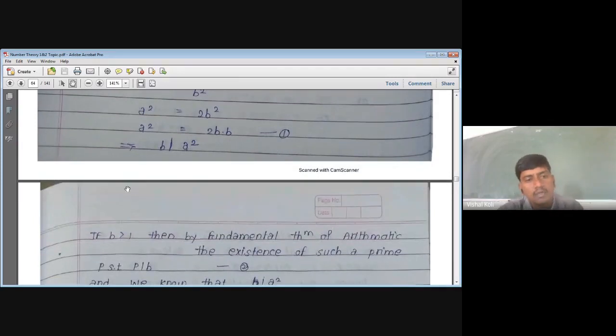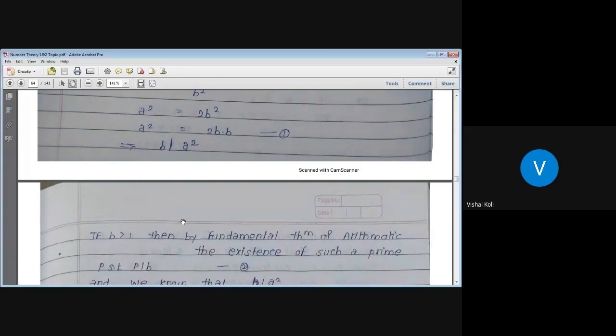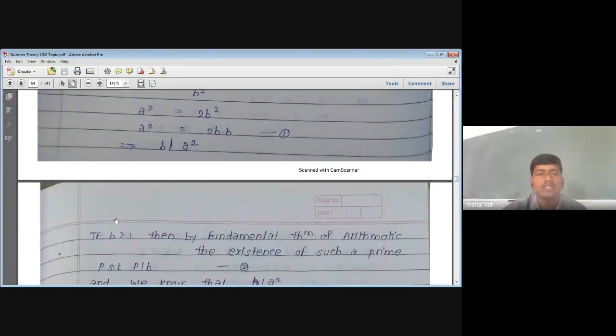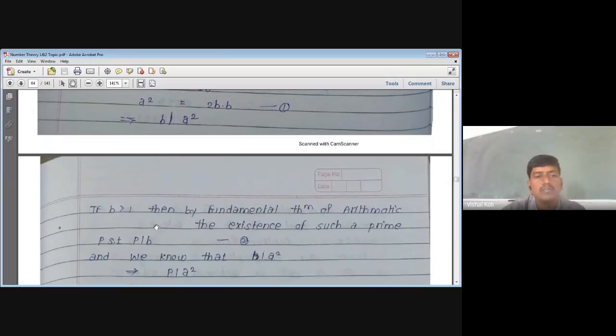So there are two possibilities for b: b is either a prime number or a composite integer. Now let us consider b is greater than 1. Then by the fundamental theorem of arithmetic, there exists some prime p which divides b, since any integer greater than 1 can be expressed as a product of primes uniquely. This is the statement of the fundamental theorem of arithmetic, and from it there exists a prime p such that p divides b. That is, there exists some prime divisor for b.